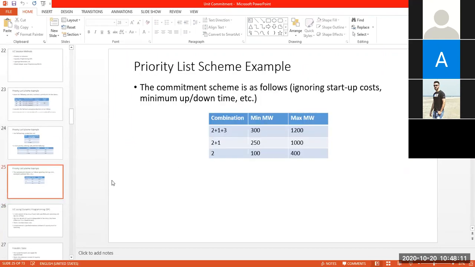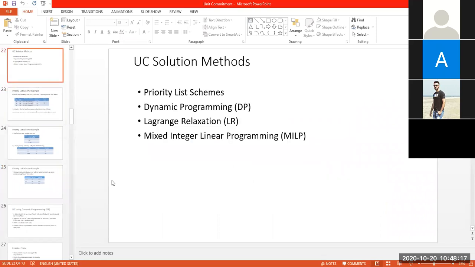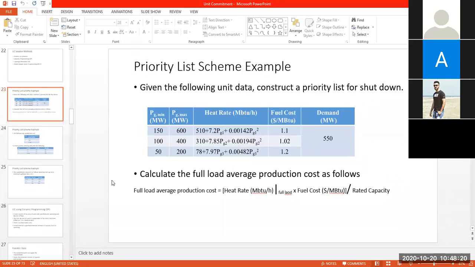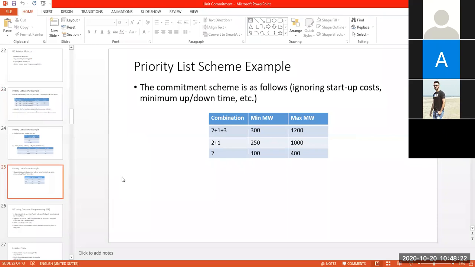Any question? Because we'll jump to another technique now, the dynamic programming technique. Any question associated with this example? I think it is pretty simple. Once you try to solve it by hand, then probably it will be clear.